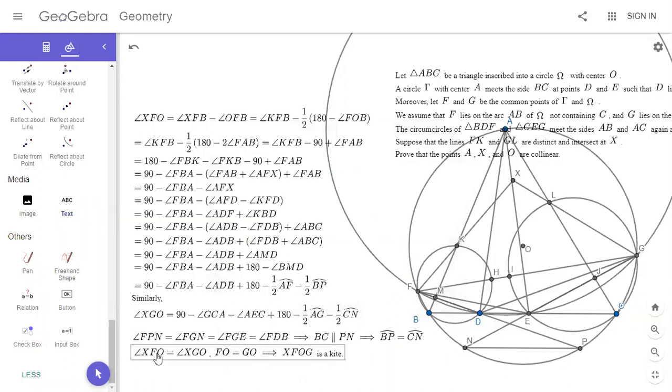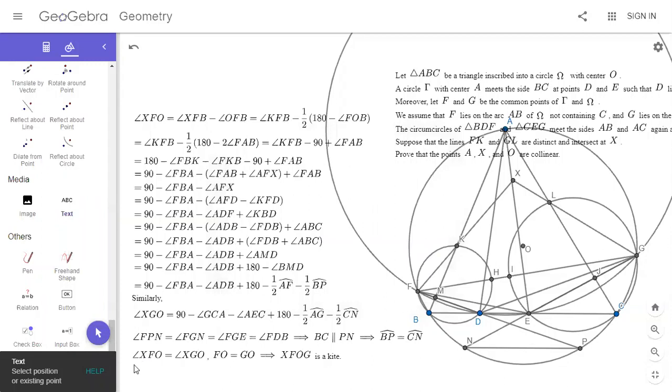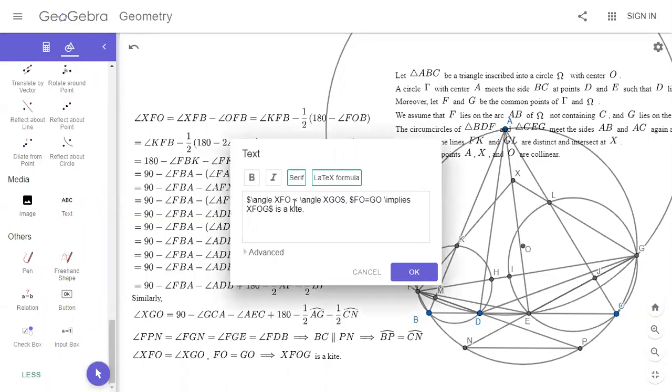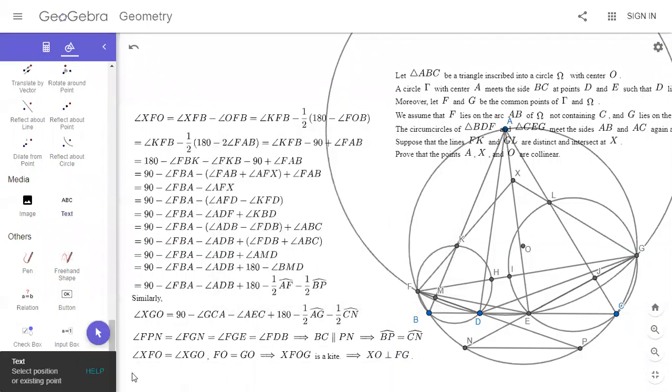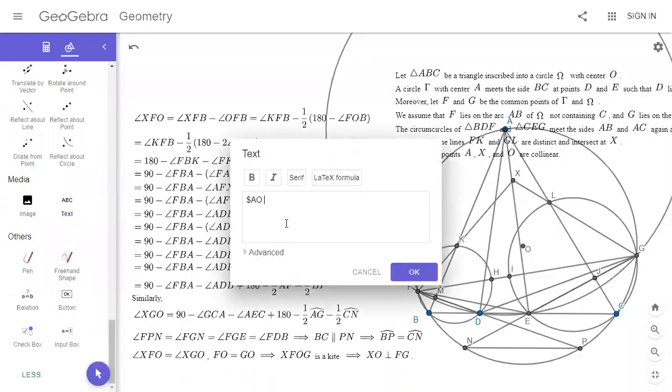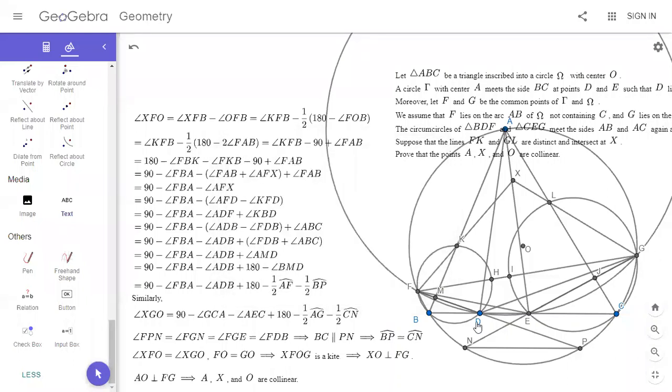And so AO is perpendicular to FG, so AXO, or I'll just add this. And then, so this was super complicated, but does this proof make sense to everyone?